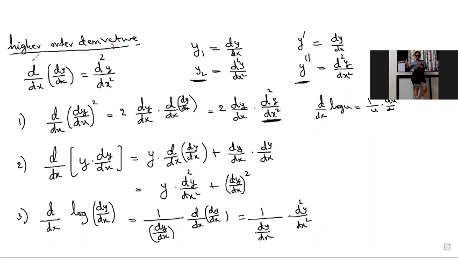Last one more. Fourth one. d by dx of the root of x square plus 1 into dy by dx. Can you do it yourself? Which rule will you apply here? Product rule. Okay, I'm giving you some time for you to write yours. Find the second order derivative of the following functions.